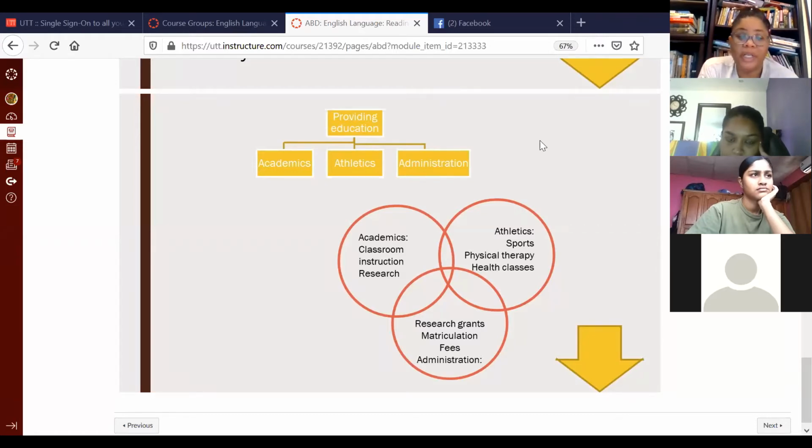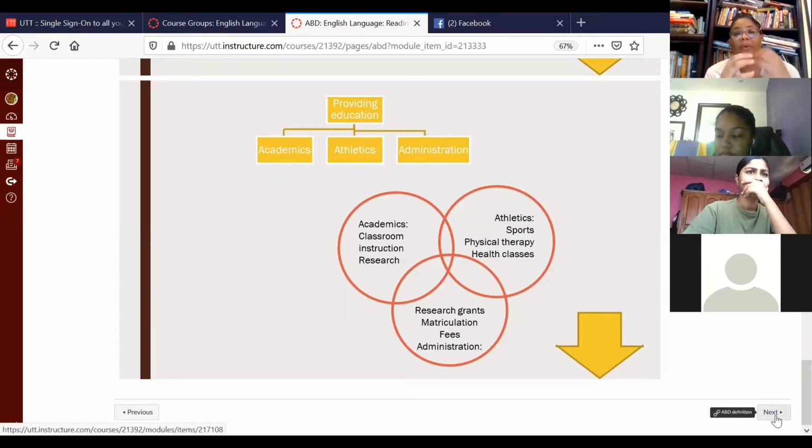And administration, we're looking at research grants, which allows the research and academics to happen. Matriculation fees, which allow you to attend classes. And administering some of the other nitty-gritty things, right?